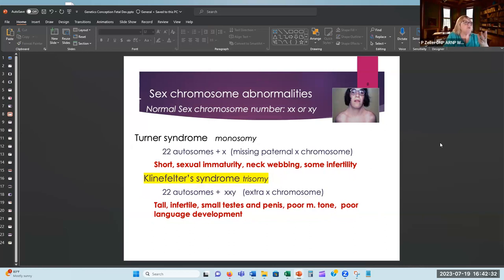Klinefelter syndrome, I don't have a picture of it up. It's a trisomy because Klinefelter has an extra X sex chromosome.